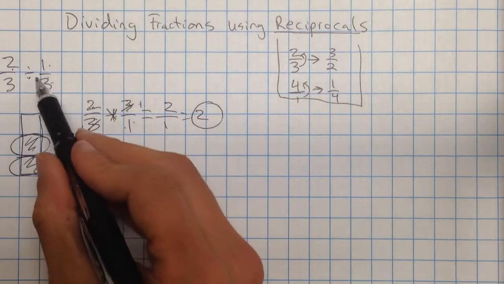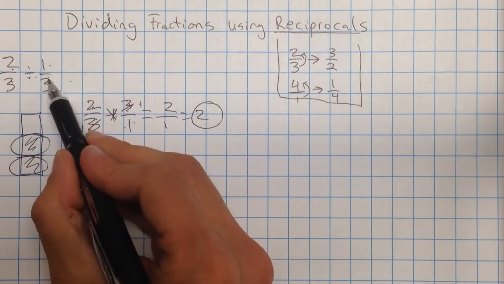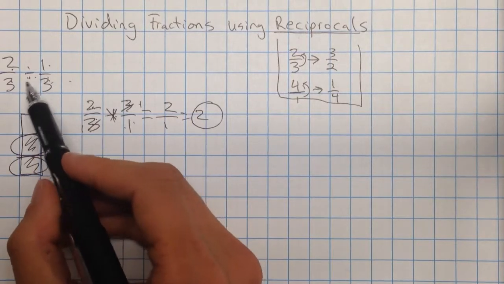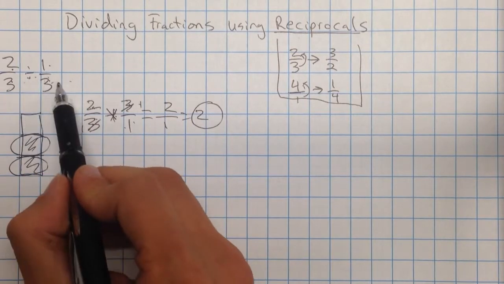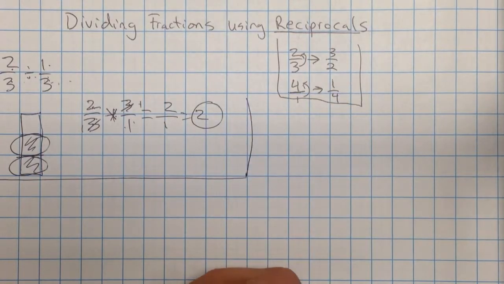Okay, so keep the first number, change it to multiplication, reciprocal of the other one. I had a student who says KCF: keep, change, flip. If that works for you, you can do that. Okay, so let's look at another example.